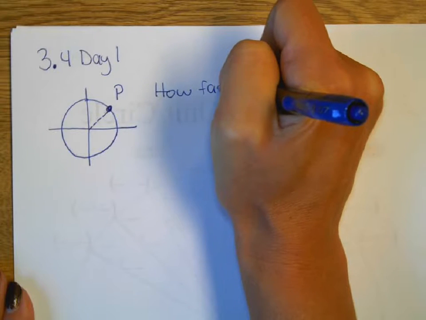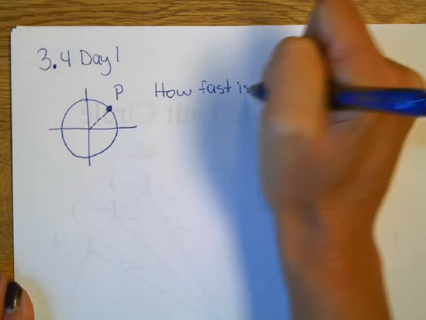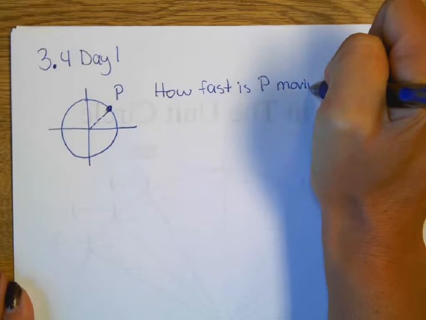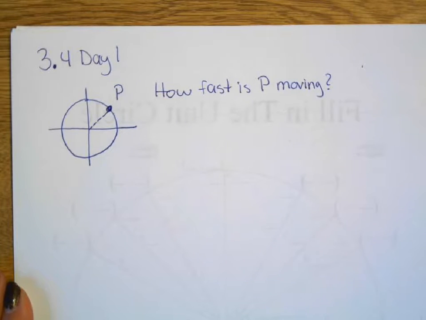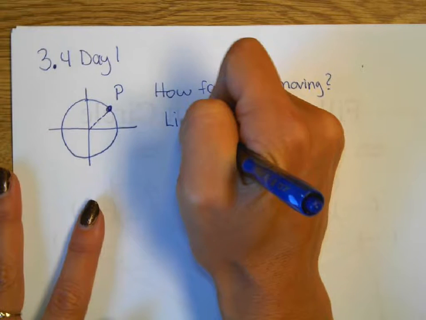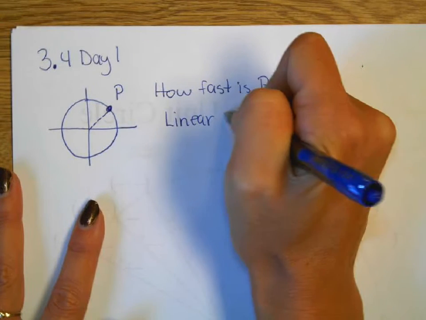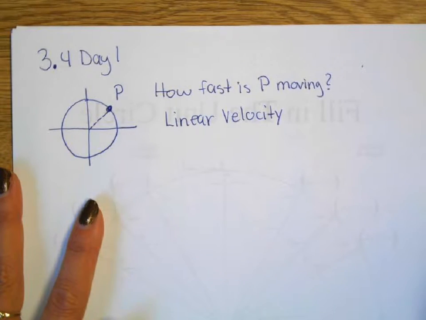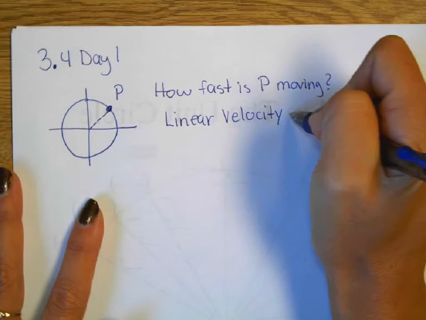How fast is point P moving? What kind of unit would that be, or what am I talking about when I say how fast something is moving? What's the physics word for it? Velocity. We're talking velocity. So in this case, it would be linear velocity, which we will use big V.